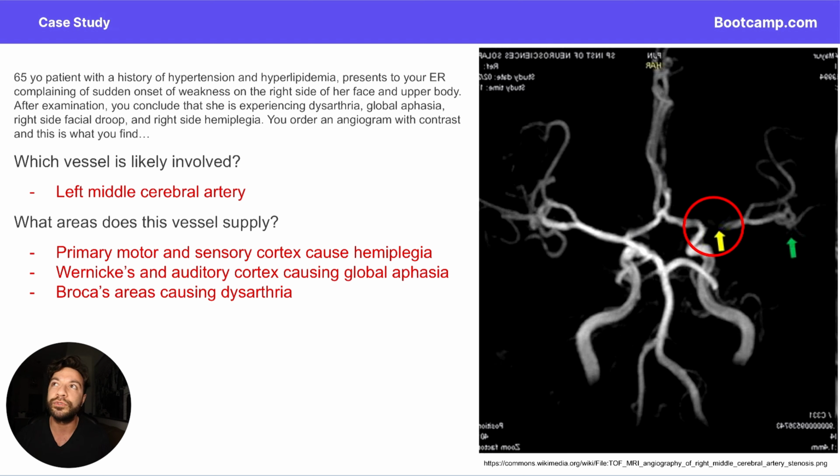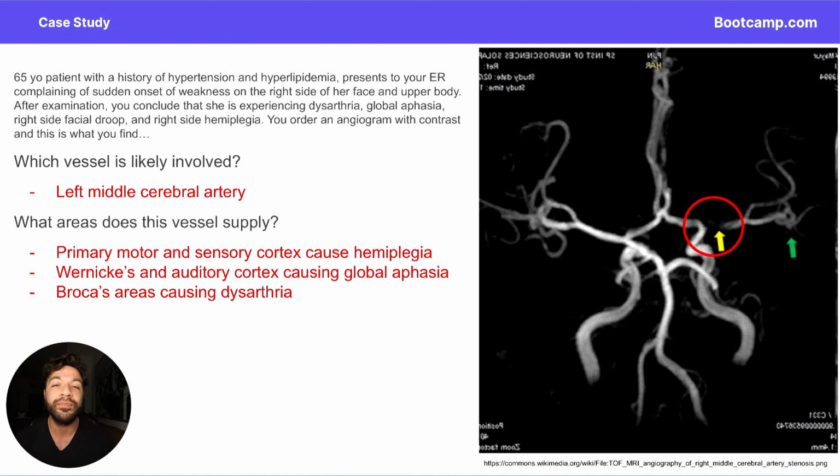So she's unable to comprehend what is being said or what is being asked for. And this also plays in with auditory comprehension as well as visual comprehension and right-sided facial droop. So this is loss of muscle tone on the right side of her face, and right-sided hemiplegia. So this is just paralysis basically on the right side of her body, which is affecting both sensory and motor. So what can explain this?